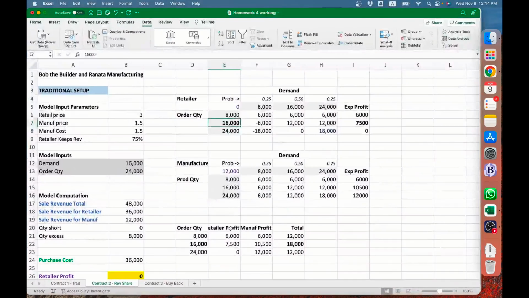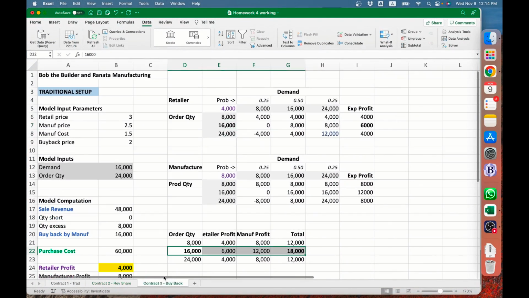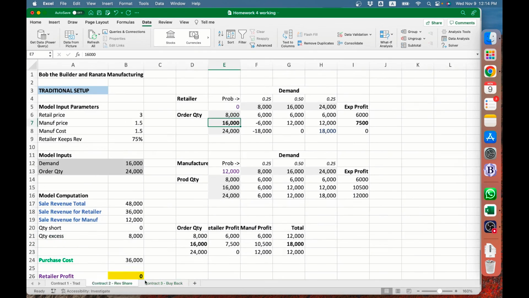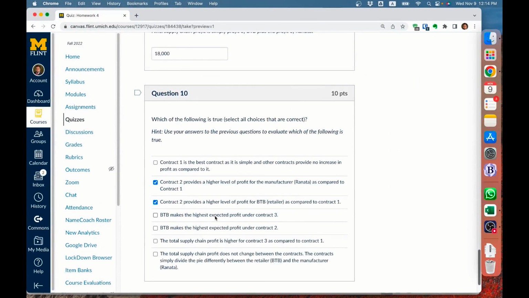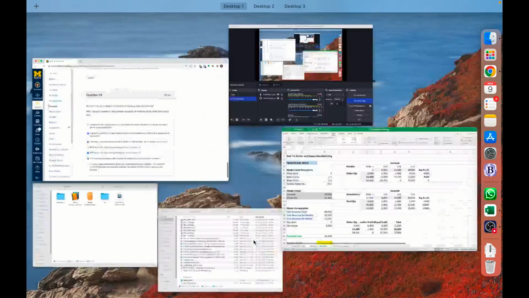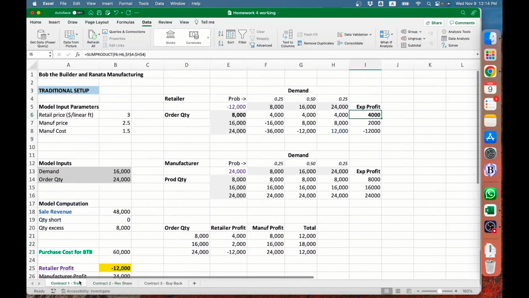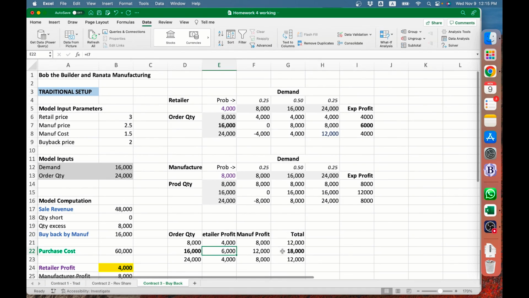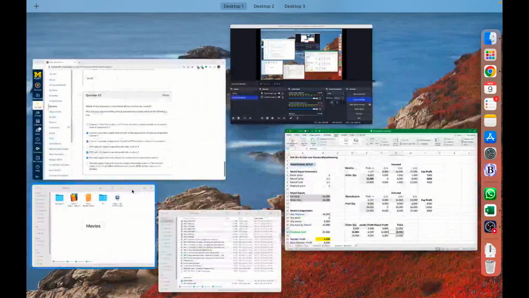B2B makes the highest expected profit under contract 3. So B2B is the retailer. Contract 3, the expected profit is 6,000. This is false because they make the highest expected profit under contract 2. B2B makes the highest expected profit under contract 2. This is true. Total supply chain profit is higher for contract 3 as compared to contract 1. This is true because in contract 1, you're in this row, your total supply chain profit is 12,000 versus contract 3 and 2, where for both of the other contracts, your total supply chain profit is 18,000.